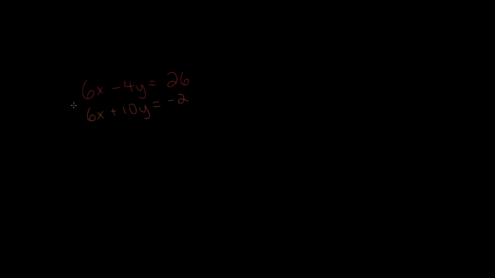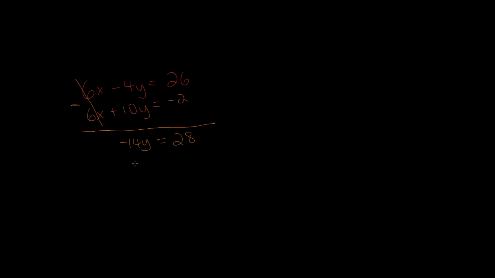So in this case, if we add both of them, then we're still going to end up with 2 variables, and that's not what we want. Instead, what we can do is subtract. So we're going to have 6x minus 6x cancels both out, and then minus 4y minus 10y leaves us with negative 14y. And 26 minus negative 2 is the same thing as 26 plus 2, which is 28.